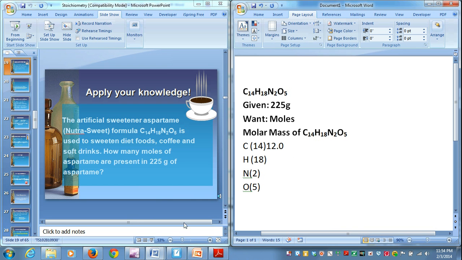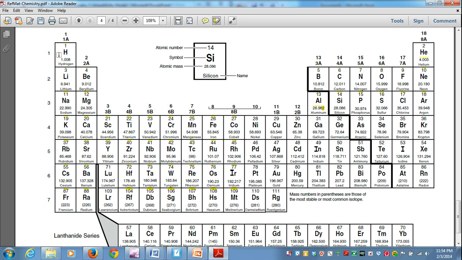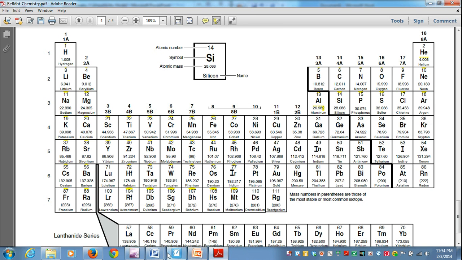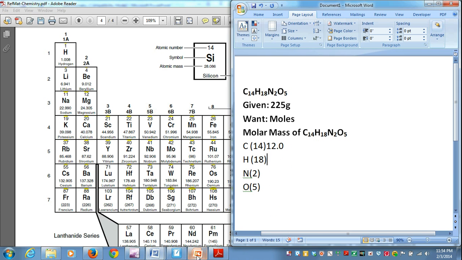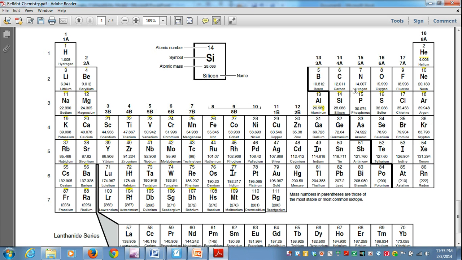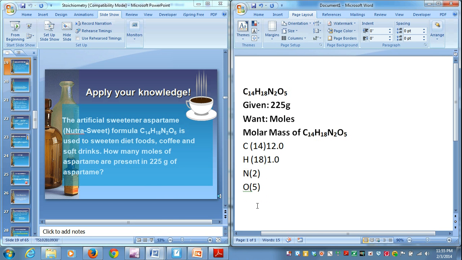For the hydrogen, the molar mass of hydrogen is 1.008. So we're going to round up to 1, okay, 1.0. For nitrogen, when we go back, we're going to see it's 14.007, so we're going to round off to 14.